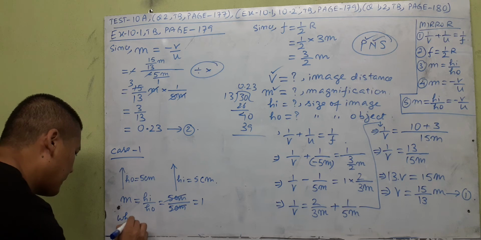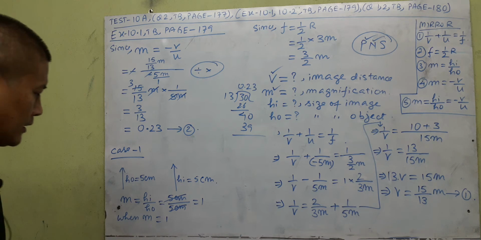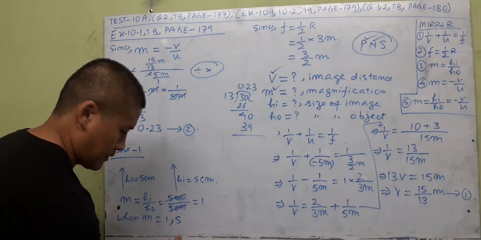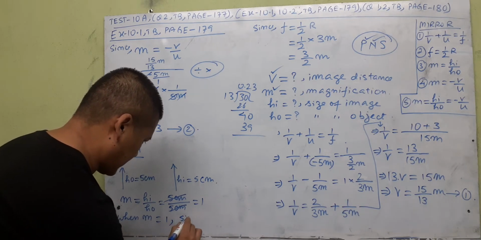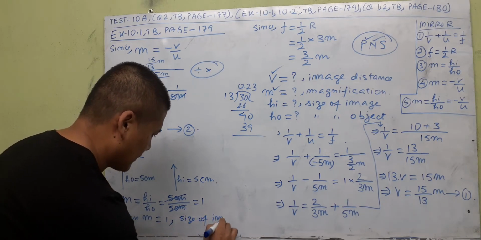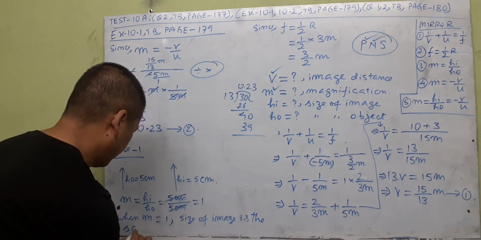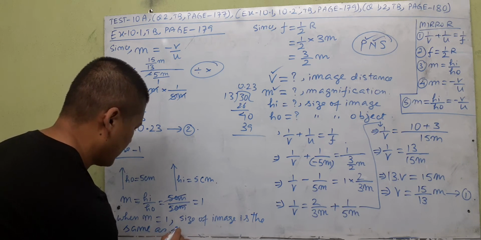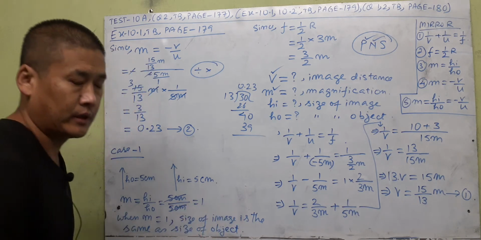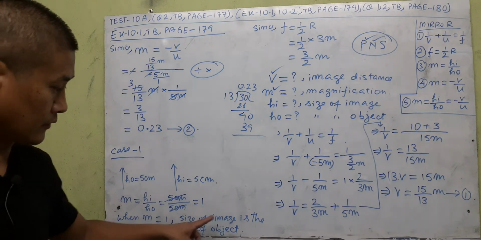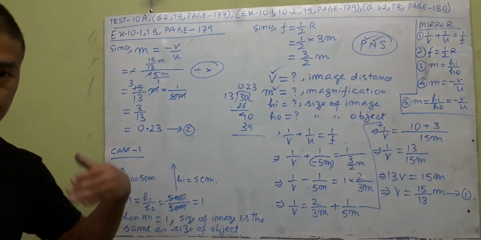When m is equal to 1, like in this case, size of image is the same as size of object. So when we solve a numerical and we're getting m equal to 1, be sure that size of image and size of object are equal. That's what m tells us about the size of image.